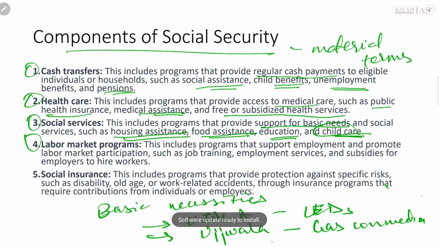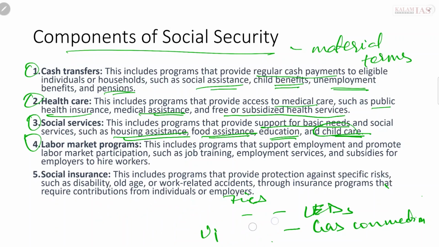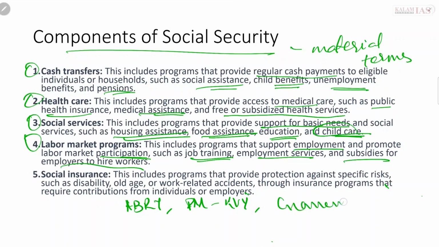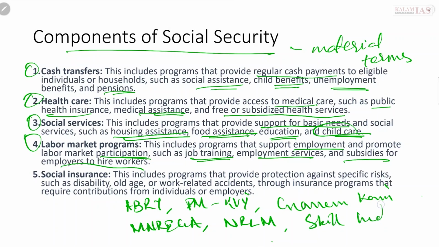Then we have labor market programs. Labor market programs include programs that support employment and promote labor market participation, such as job training, employment services, and subsidies for employers to hire workers. So you have the Atmanirbhar Bharat Rozgar Yojana, the PM Kaushal Vikas Yojana, the Grameen Kaushal Vikas, MGNREGA for employment generation, the National Rural Livelihoods Mission, and the Skill India program. So all of these exist to increase labor market participation.